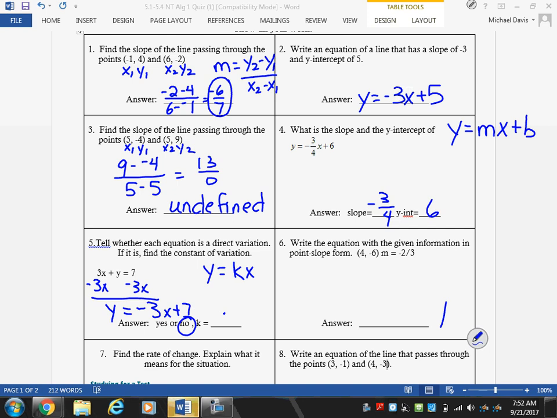Okay. The next one, write the equation with the given information in point-slope form. So y'all remember in class we wrote it in point-slope form and then we changed it to slope-intercept form, but we're going to leave it in point-slope form since that's what it asked for in this problem. So remember, point-slope form is y minus y1 equals m times x minus x1. So for this problem, that's y minus a negative 6 equals negative 2/3 parentheses x minus 4.